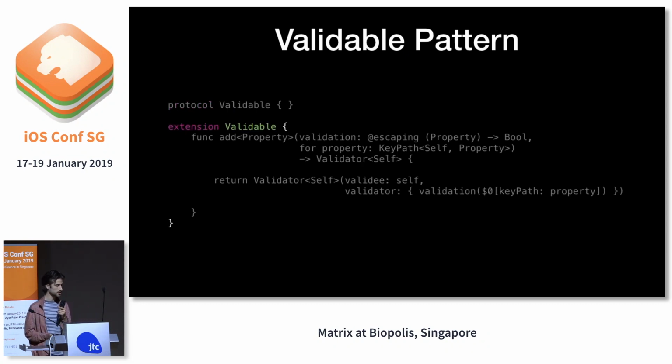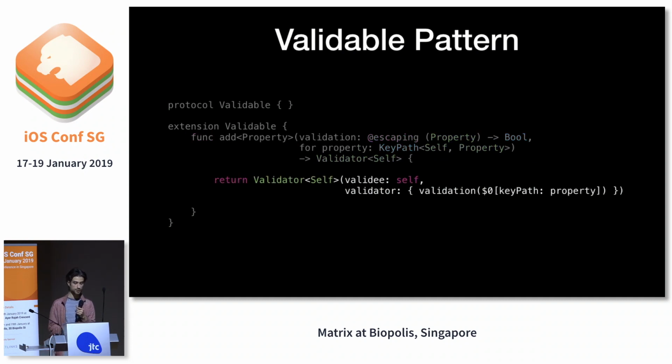We write an extension of this protocol, and inside we add a function that is going to allow us to add a test to a Validable type. The function is called add. It has a generic type, which is the property that we want to validate. It takes a validation test, which is a closure from a property to a Boolean. And since you need to apply this validation to a property, you also provide the key path to retrieve the property. This function is going to return a validator.